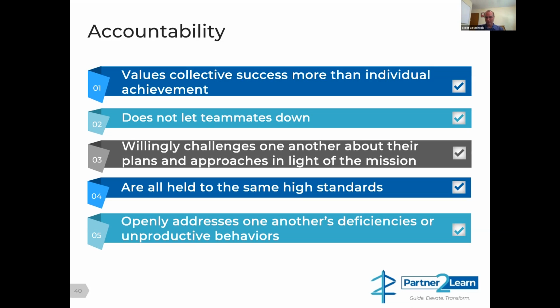That's not true accountability. True accountability is when you value collective success more than individual achievement. You don't let your teammates down. You willingly challenge one another about their plans and approaches in light of the mission. All are held to the same high standard, and you openly address one another's deficiencies or unproductive behaviors. See, what happens is if you do not have true accountability, you end up with low standards.